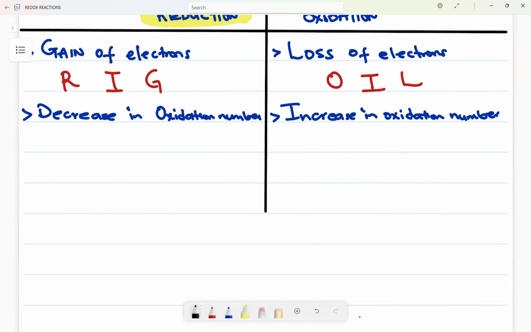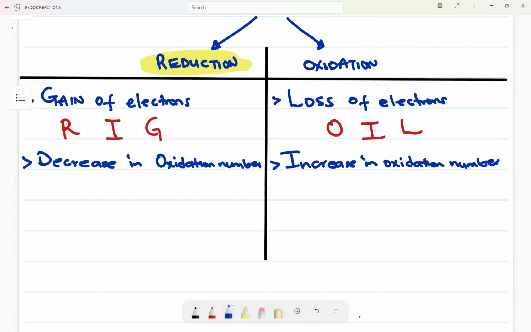And then, an agent. If you are reduced, if reduction occurs to you, it means you made the other person be oxidized. If you gained electrons, it means you made the other one lose electrons. So you're going to be the oxidizing agent.